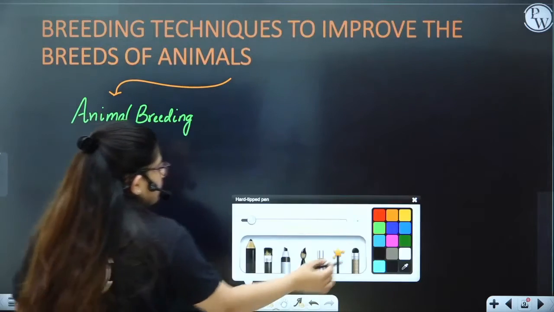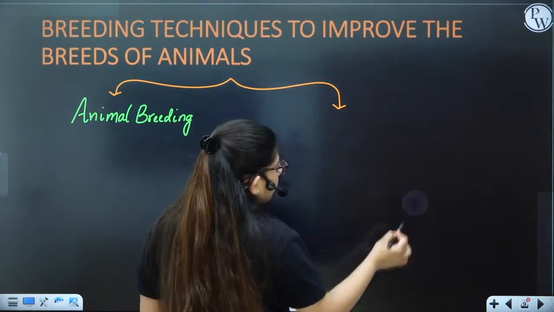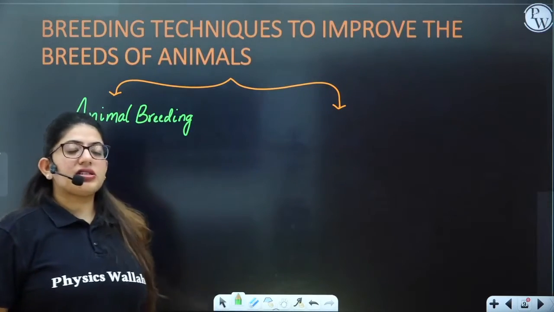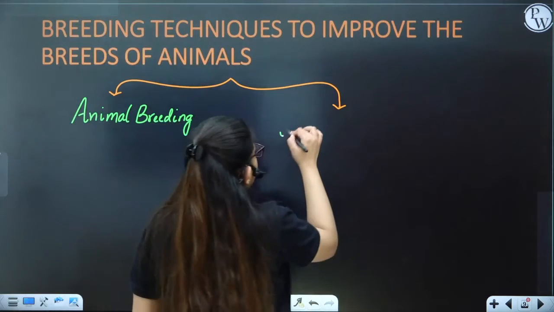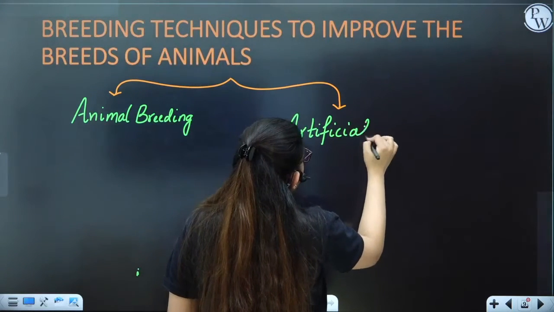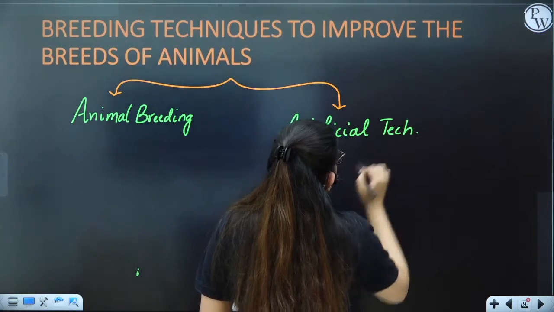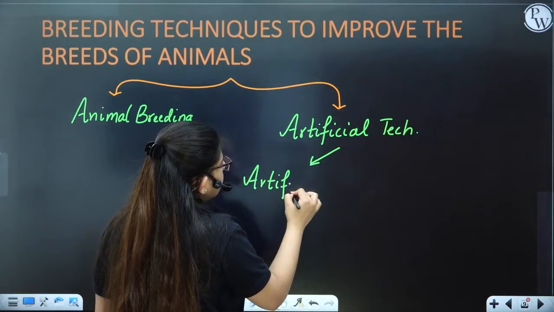Fine. And second are different artificial techniques to improve the breed. What are these? For example, artificial insemination.